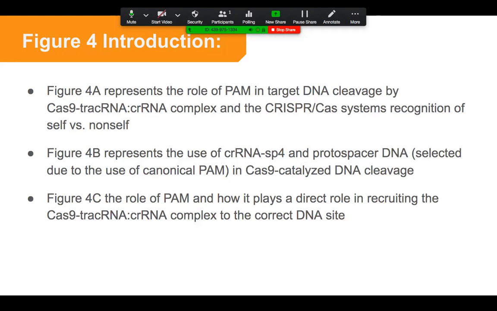Figure 4B represents the use of crRNA sp4, which was not used in the previous figure 4A, and protospacer DNA. We selected this due to the use of its canonical PAM, which was not present in figure 4A, and we use this in Cas9 catalyzed DNA cleavage. Figure 4C, we looked at the role of PAM and how it plays a direct role in recruiting the complex to the correct site. And this shows a mutation that affects the binding affinity of the Cas9 tracrRNA-crRNA complex for the target DNA.